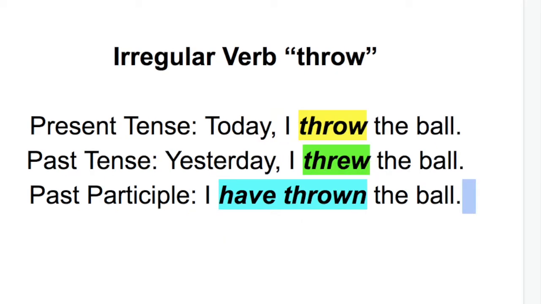All right, let's look at one more. Let's look at the verb throw. Today, I throw a ball. To make it past tense, do I say I throwed a ball? No. Again, with dialect in the South, a lot of times you might hear people speak that way, but it's not correct. You wouldn't say I throwed a ball. I threw a ball. Now, what happens if you add that helping verb before it? I have thrown a ball.